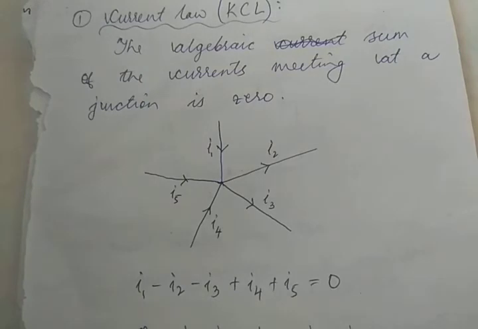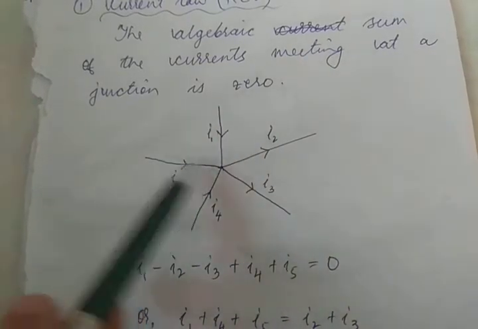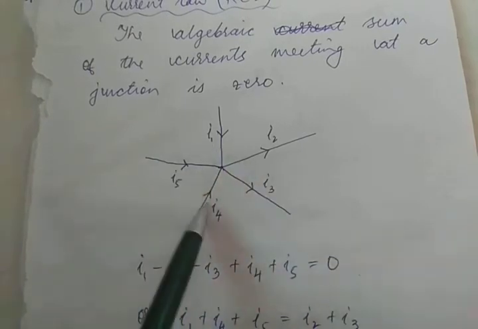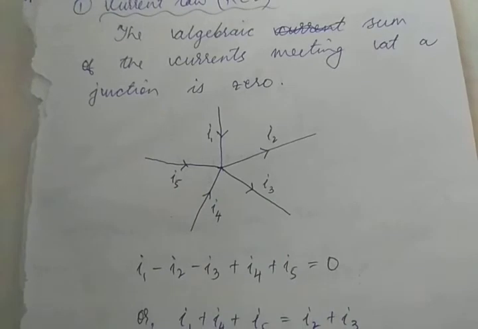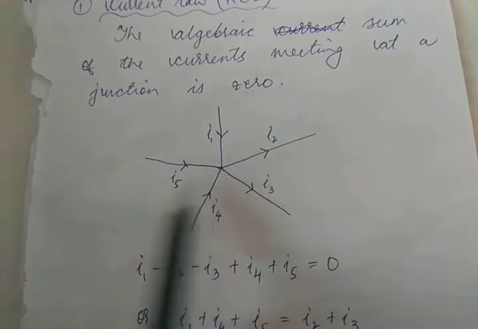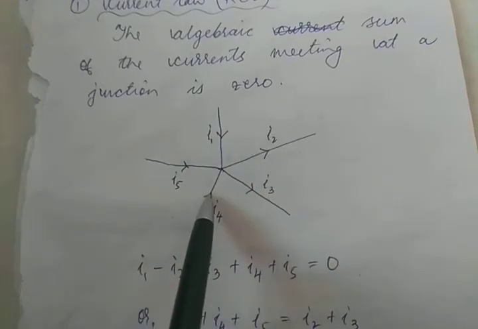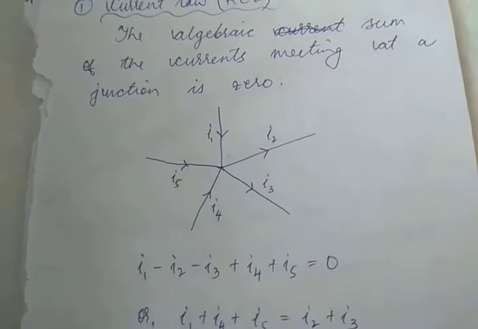Now you need to remember one thing. What I have assumed over here is I have taken current flowing into the junction to be positive. If I take current flowing into the junction to be positive, then current flowing out of the junction should be taken to be negative. So we are going to stick to this convention. Of course, if someone doesn't like it, then you can take current flowing into the junction to be negative, whereas in that case current flowing out of the junction will be positive. So you can choose whatever convention you want.